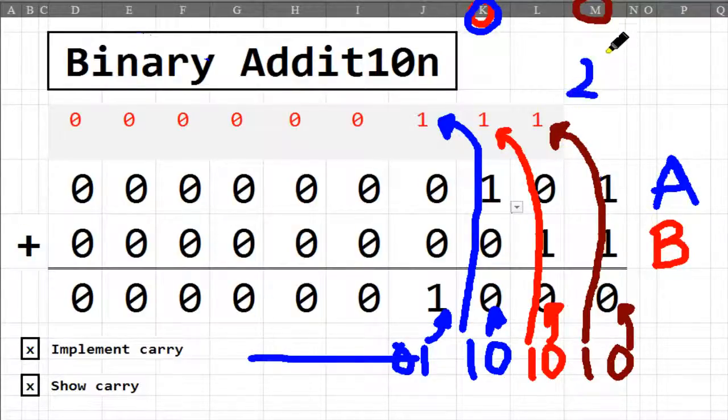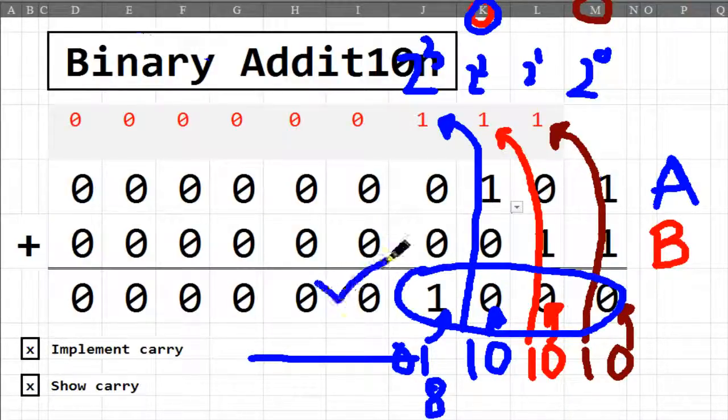And again, to check, 2 to 0, 2 to the 1, 2 to the 2, 2 to the 3. 2 times 2 is 4. 4 times 2 is 8. A 1 in the 2 to the 3 column is the number 8. And we have our answer.